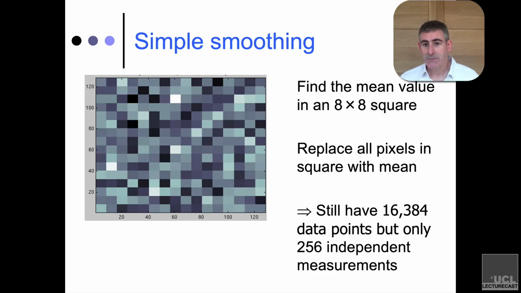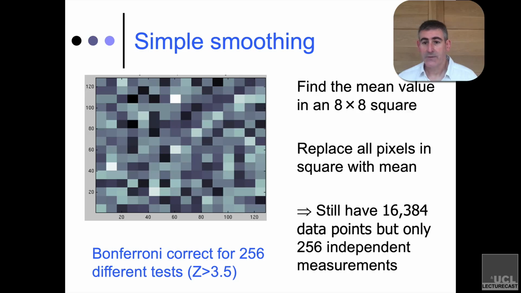So this is what I mean by a resolution element. Each of those squares is now a resolution element, because those squares are the borders between independent measurements. And if I do that and then correct for the fact that I only have 256 independent measures instead of 16,000, that means that my Z height threshold for what counts as significant is going to be 3.5. So I've reduced it from what it was before, in this case by a lot.